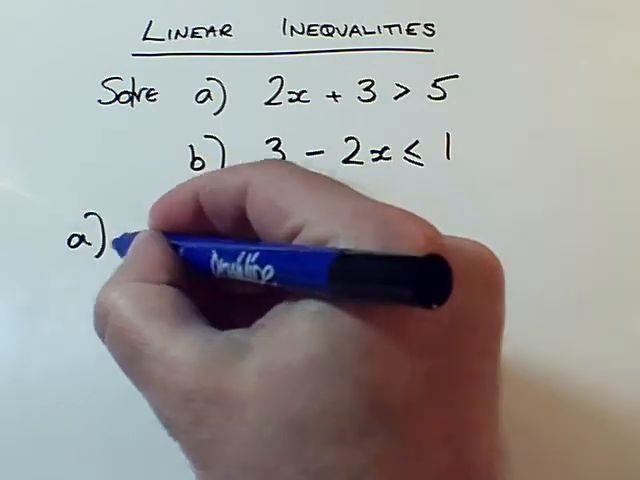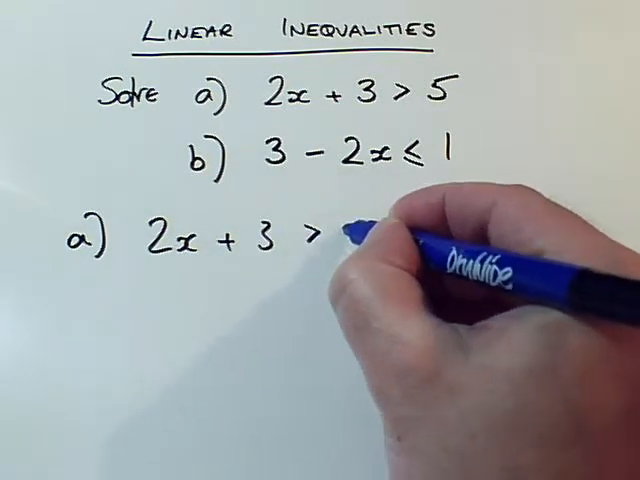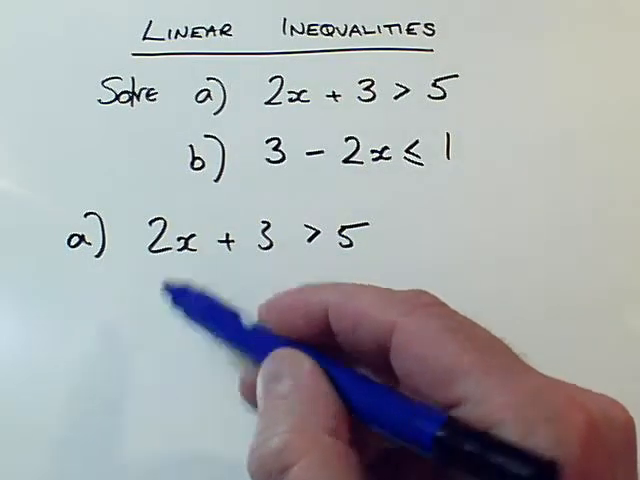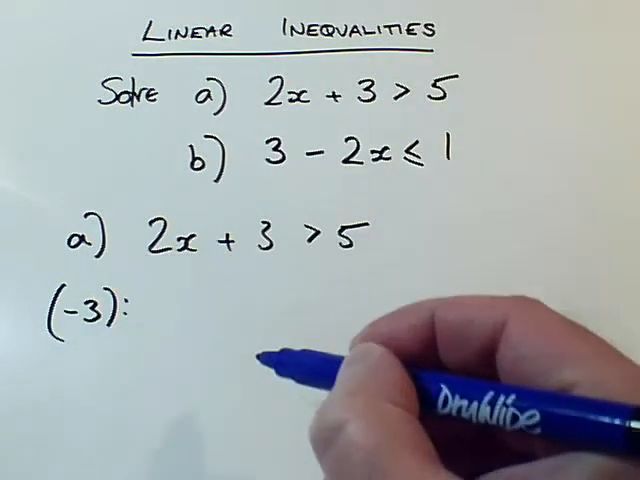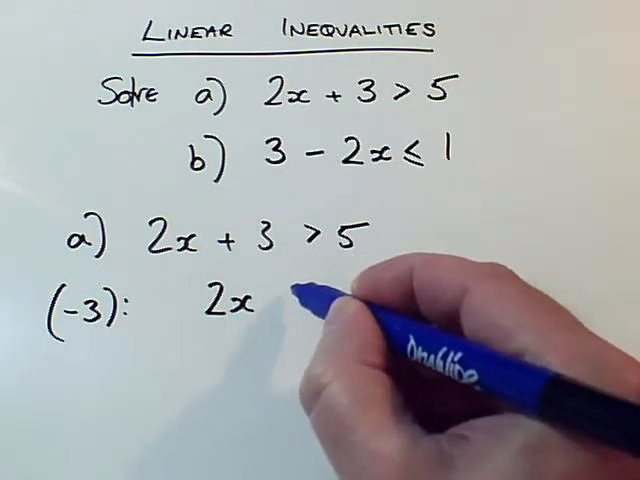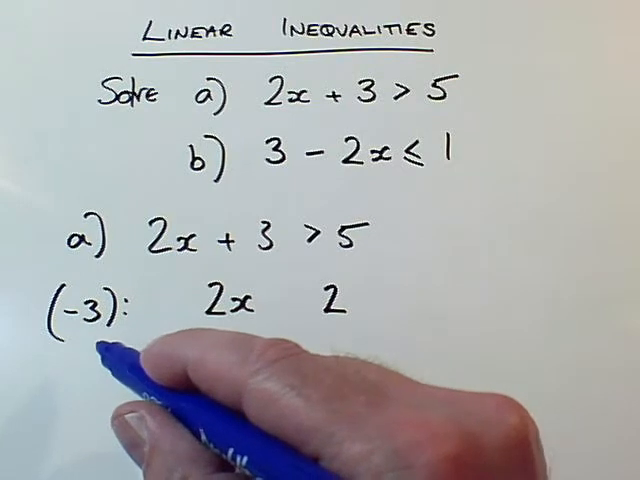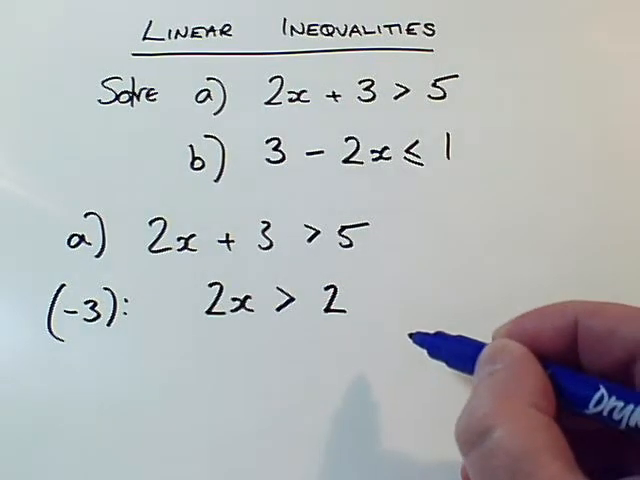Part A is going to be straightforward. We start with 2x plus 3 being greater than 5, and just as with an ordinary equation, we think about how to get x on its own. So I'm going to subtract 3 from both sides, and that will give me just 2x here, and 5 minus 3 is 2. Subtracting or adding terms to both sides of an inequality is always allowed, and no special precautions are needed.